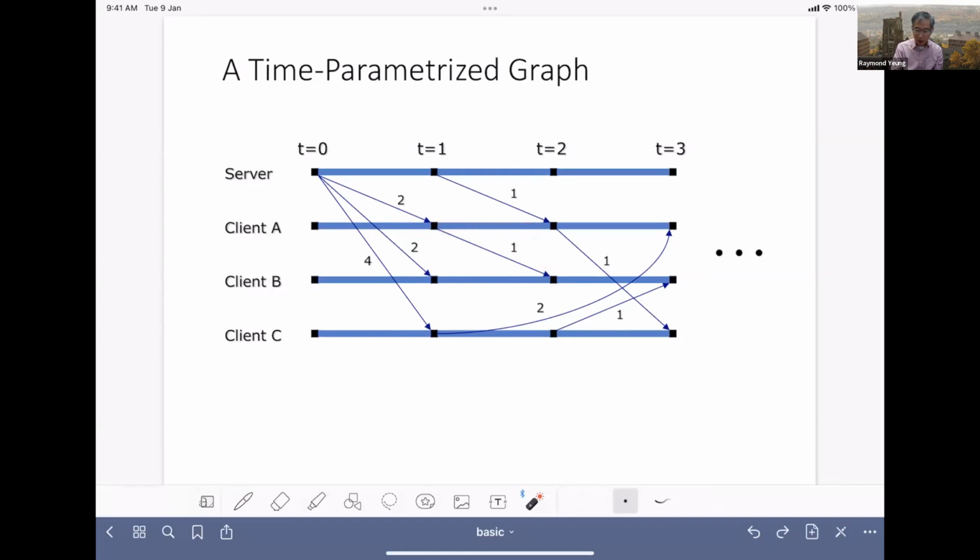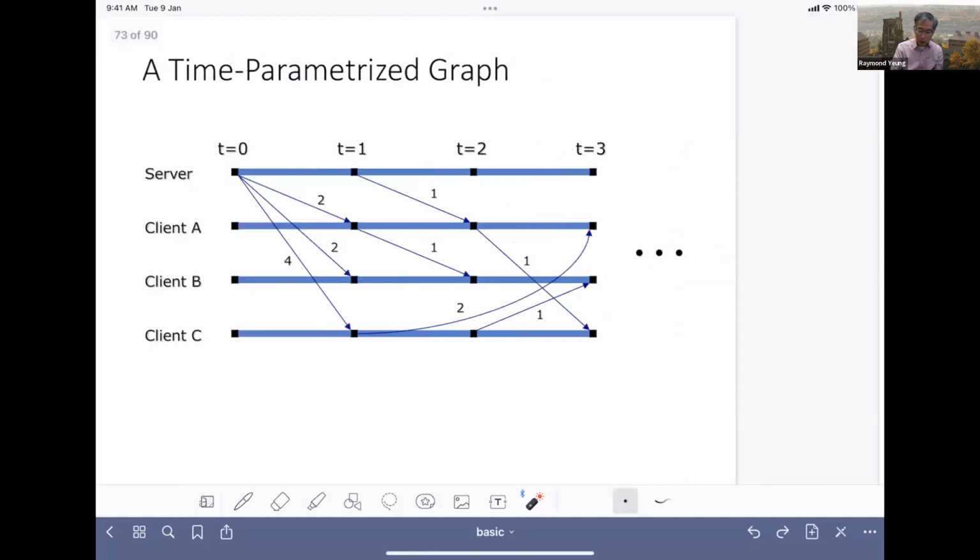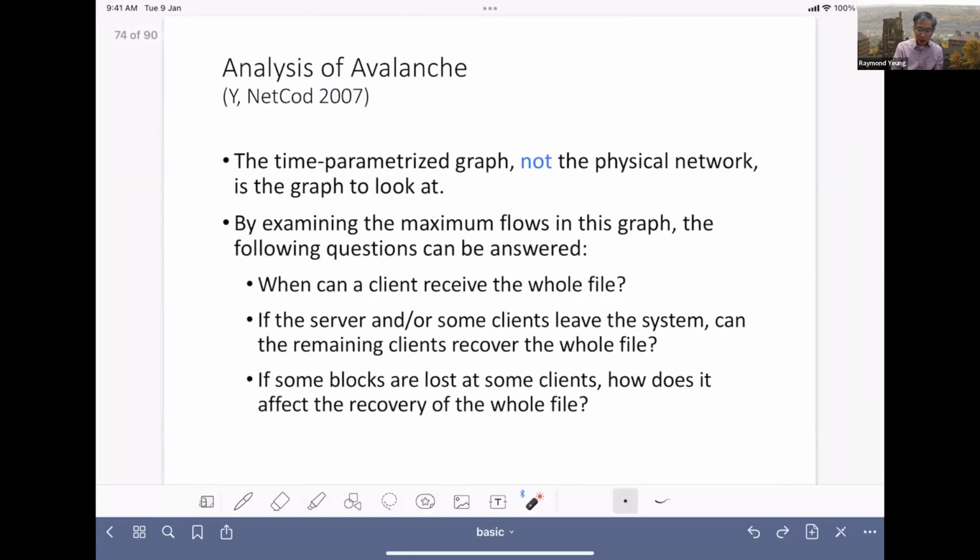Okay. So in fact, what it boils down to is that in Avalanche system, it is actually doing random linear network coding on a time parameterized graph. It's not doing random linear network coding on a graph that represents the physical network. Now, by examining the maximum flows in this graph, very interesting questions can be asked.